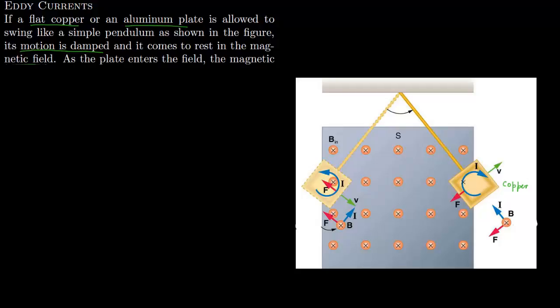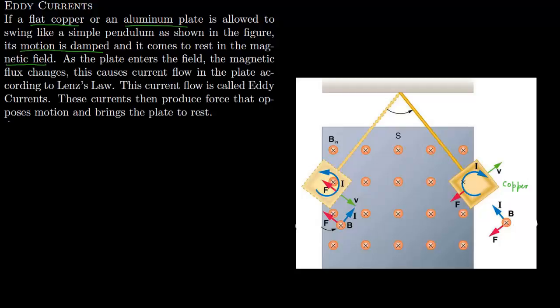Now why does this happen? As the plate enters the field, the magnetic flux changes. So when the plate is entering the field, the magnetic flux changes, and when the plate is leaving the field, the magnetic flux is changing. So this causes current to flow in the plate, and this current flows according to Lenz's law. This current flow is called eddy currents. Now these currents have been marked in blue here. So this is the current, this is the eddy current.